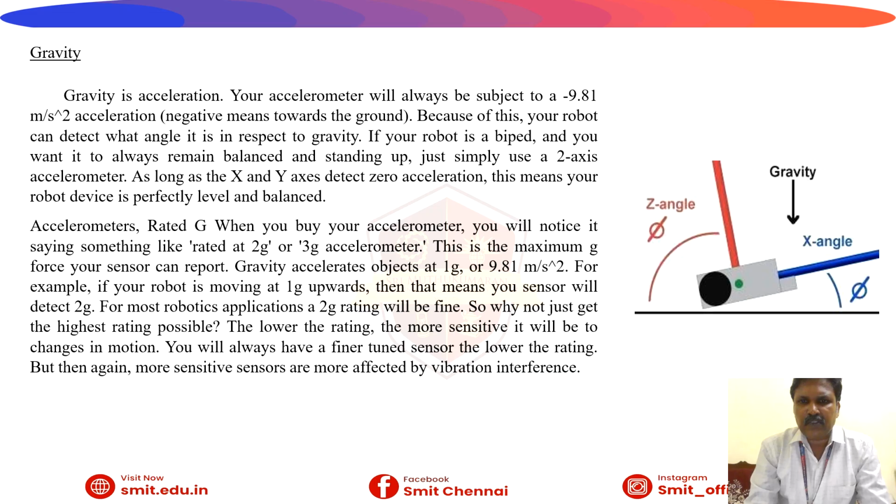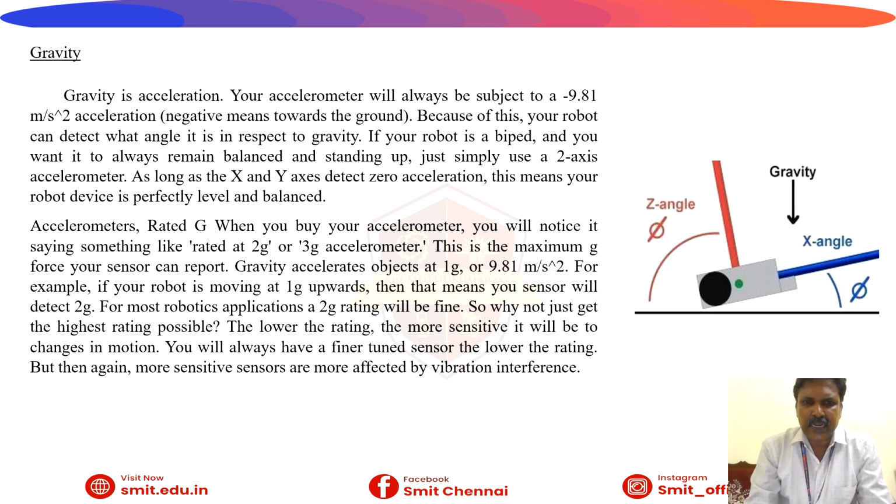Because of this, your robot can detect the angle it is at with respect to gravity. If your robot is a biped and you want it to always remain balanced and standing up, just simply use a two-axis accelerometer. As long as the x and y axes detect zero acceleration, this means your robot is perfectly level and balanced.